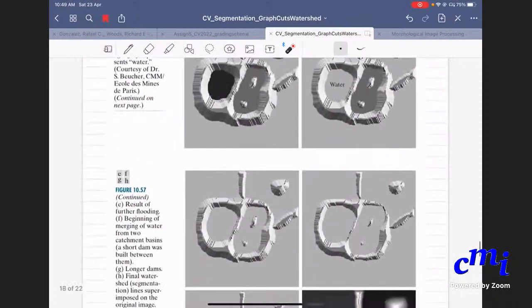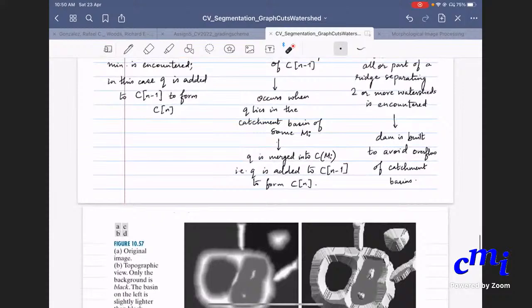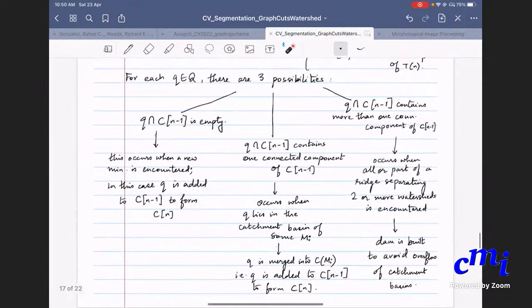So you see the flooding will not be sudden. Most often, these intensity levels will not be uniform. If they are uniform, then you will not see Q in the earlier level, but you will see it in the next level suddenly. Either way, if you see that a new Q is being added, which contains two or more of the earlier watersheds, then you know that at that point you have to stop and build a dam. So this is how it proceeds.